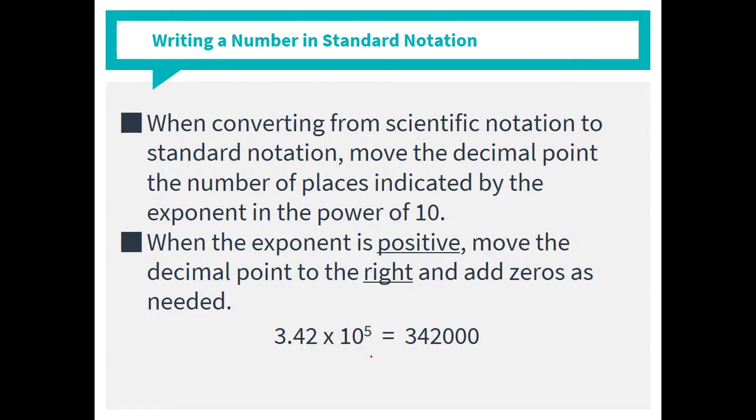So converting from scientific notation, you're doing exactly what we did before. I've got 3.42. I ended up with 3, and I moved the decimal. It started right there, right? 1, 2, 3, 4, 5 times. And I got 342,000. We're moving that to the right and adding zeros. That's a positive. We're making it a big number.